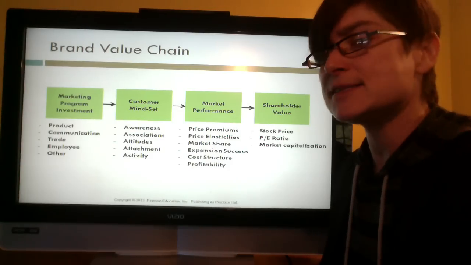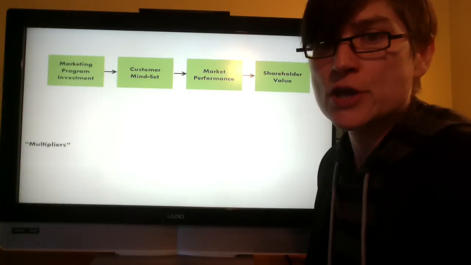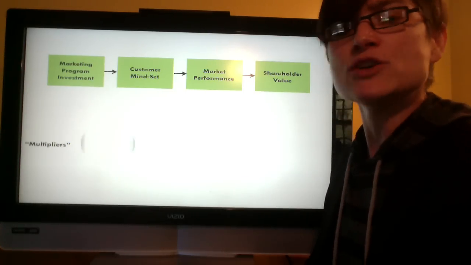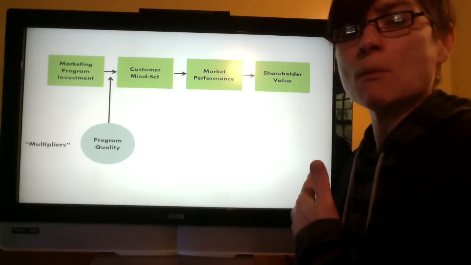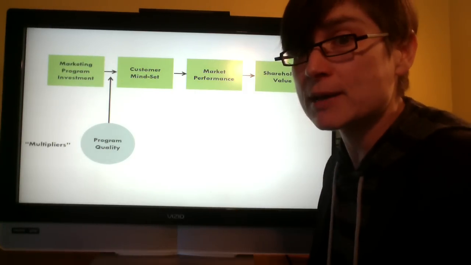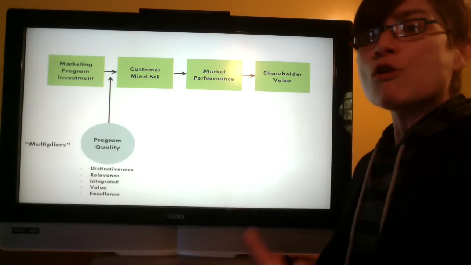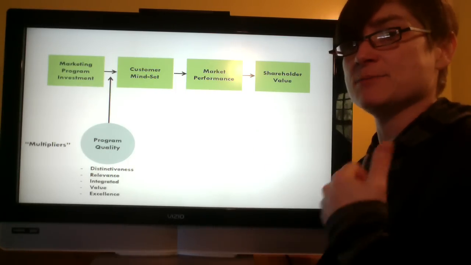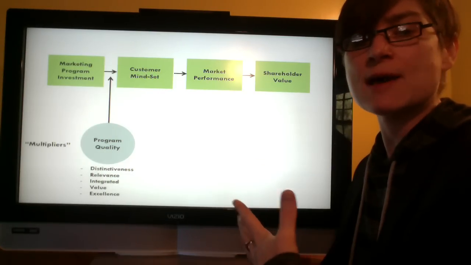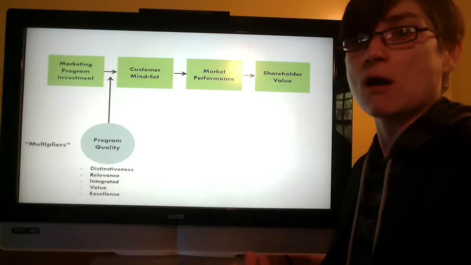But it's not even as simple as that, because we have these things that are called multipliers. It's not just any marketing program investment, but it's got to be a good one, right? You have to have a quality program that you've put out there. If you put out a junky marketing mix, you're going to get a junky customer mindset. So your program has to be distinctive. It has to be relevant in terms of what the customer is expecting, what they want, what's important to them. It needs to be integrated, etc. So you've got to have the program quality.